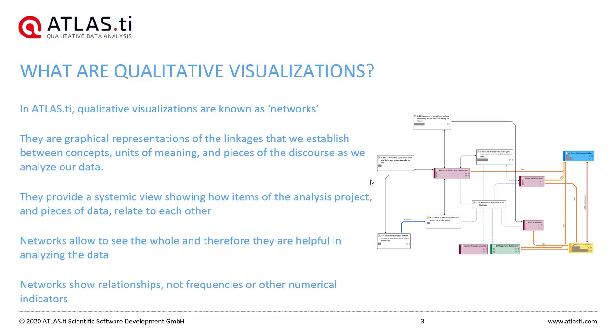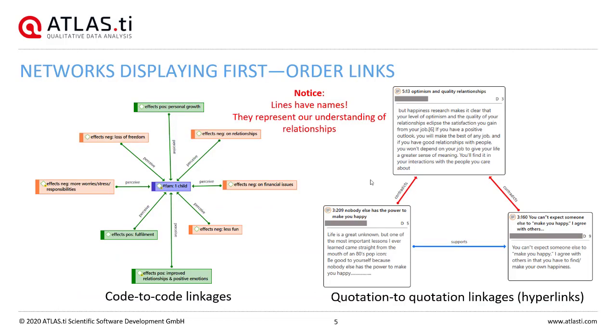They provide us a systemic view showing how different items and pieces of the project and pieces of data relate to each other. They allow us to see the whole, and therefore they are helpful in analyzing the data. They show us relationships and not frequencies or numerical indicators. I would say that networks allow us to move from looking at the tree to looking at the forest, right? So from individual units to relationships, to connections. Networks display the linkages that we establish.